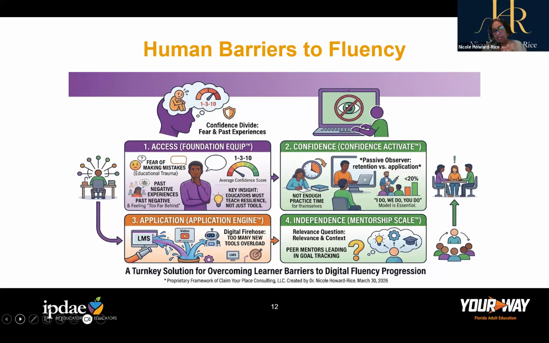So it says the foundation: equipment, confidence, application, independence. The fear of making mistakes. Most of our adult learners have had interesting experiences in their original pre-K to 12 environment and/or in their homes when they were growing up, through their elementary, middle school, and high school level of growth. And that's carried them.